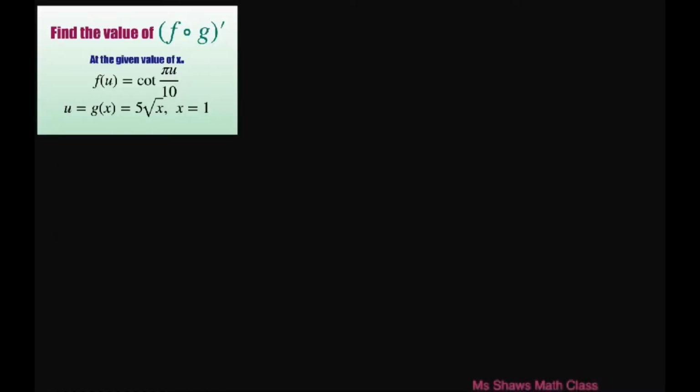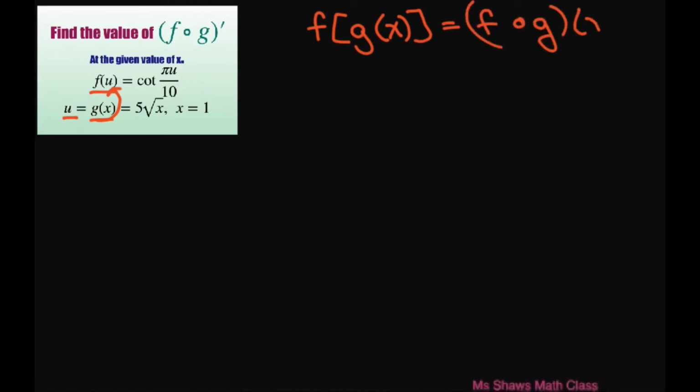All right, so let's look and see what we have. We have f of u, but our u is g. So if I substitute this u in for g, that would be f of g of x, which is f of g written this way. Now we want the derivative of this.